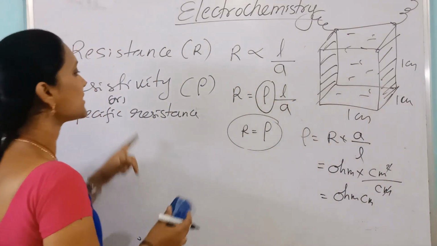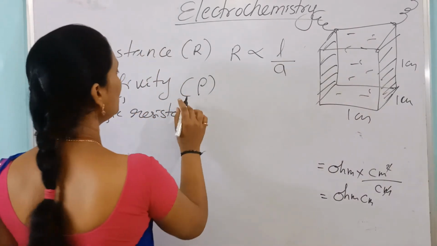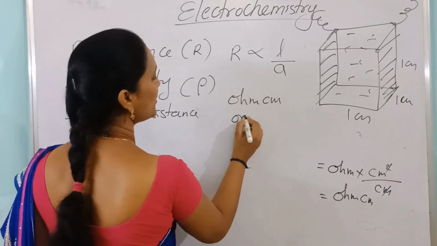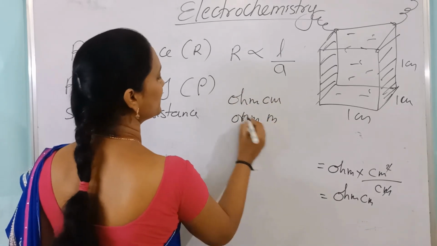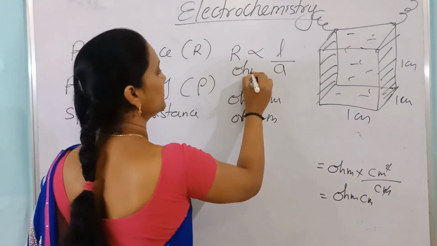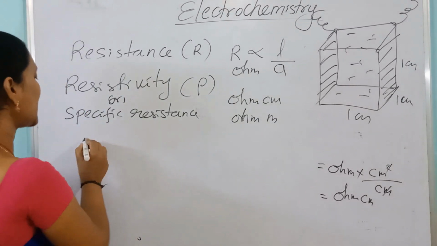So what are the units of this one? Units of resistivity: ohm centimeter or ohm meter. This is the resistivity. Now conductance.